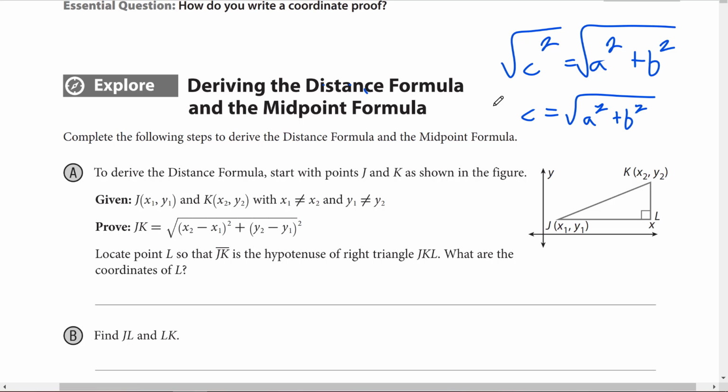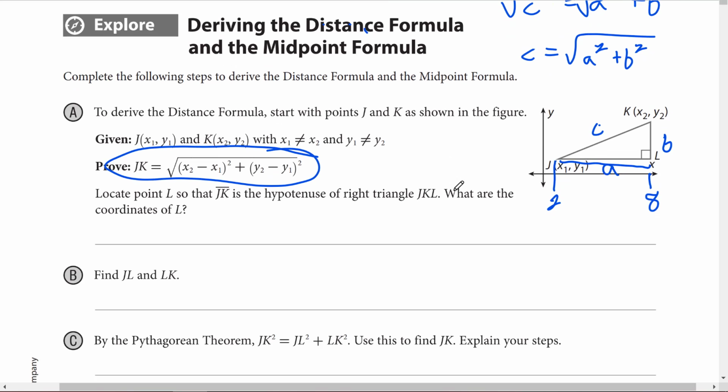Well, why is that helpful? That is actually the exact same formula that shows up right here. JK would be c, and a and b would be the two other legs. How do I find the length of a? Well, I take this x-coordinate, I'm going to make a number up, let's say it's 8, and I subtract the x-coordinate of J, which let's say is 2. 8 minus 2 is 6, so I've subtracted the x-coordinates of those 2 points. That's how we came up with the distance formula.